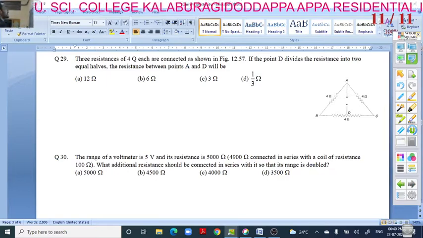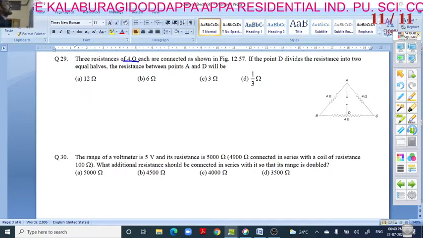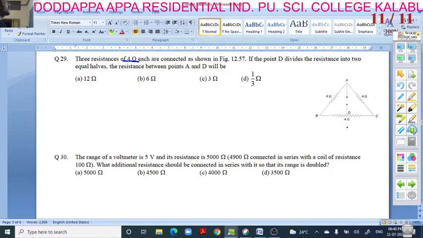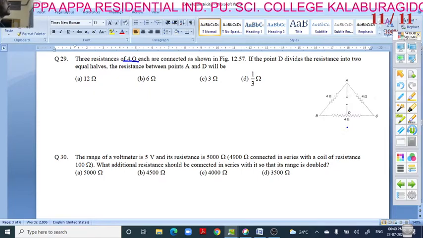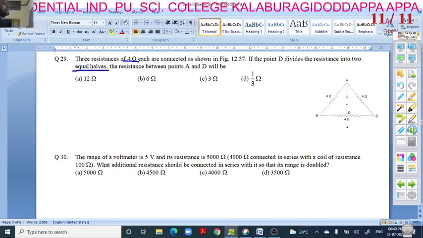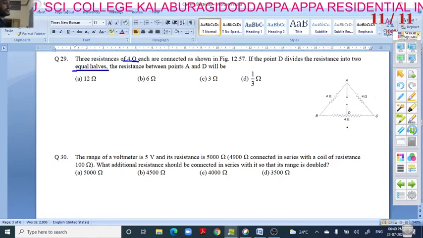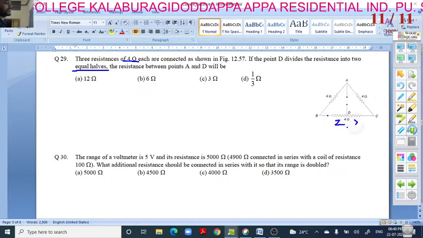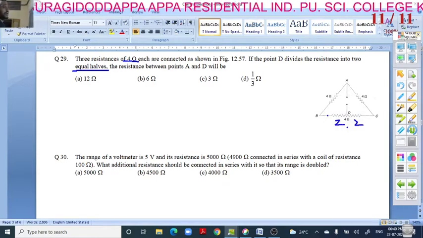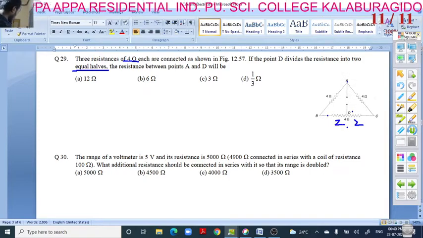Next, three resistances of 4 ohm each are connected as shown in the figure. If the point D divides the resistance into two equal halves, then this 4 ohm becomes 2 plus 2, right? What is the resistance between the points A and D?